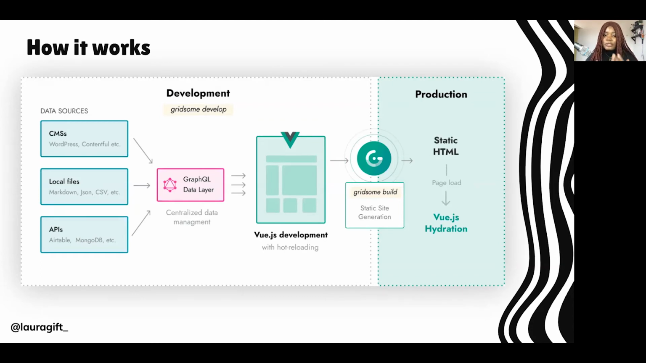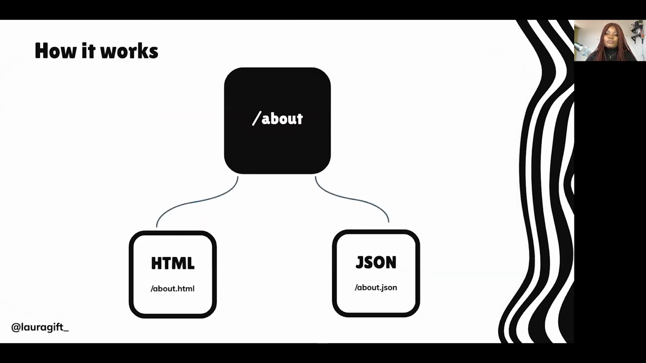And when you decide to deploy or build your Gridsome app, this gets rendered as static HTML files, and you can then deploy it to a CDN. So let's look more at how it really works. Gridsome generates static HTML files that hydrate into a Vue.js SPA loaded in the browser. This means that you can build both static and dynamic web apps with Gridsome.